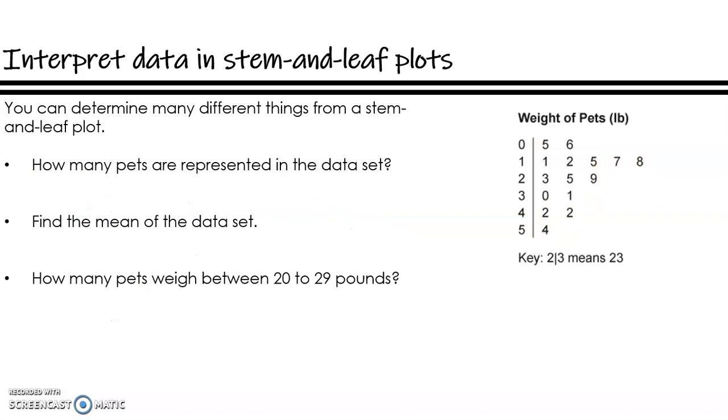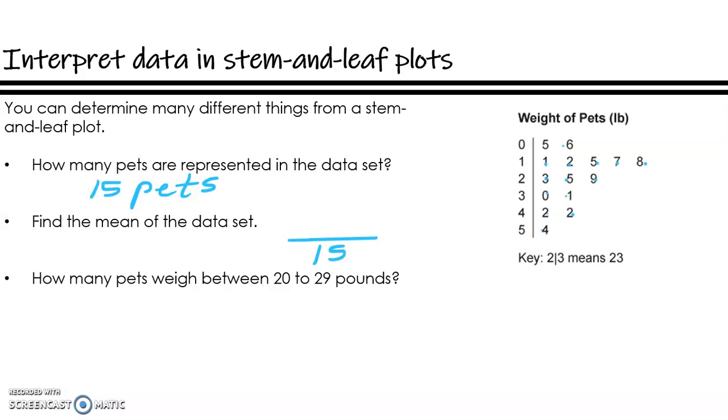We can also determine how many pets are represented in the data set. So I have 1, 2, 3, 4, 5, 6, 7, 8, 9, 10, 11, 12, 13, 14, 15 pets. Okay, because there are 15 weights there. And then the mean, I just need to add up all of my numbers and then divide by 15 because there are 15 total pets.